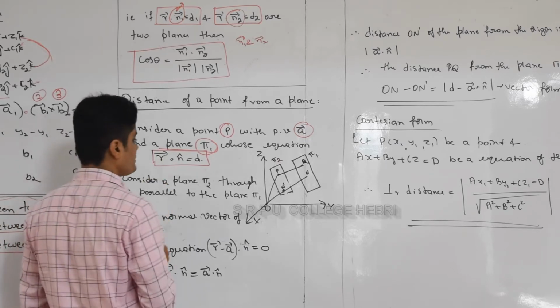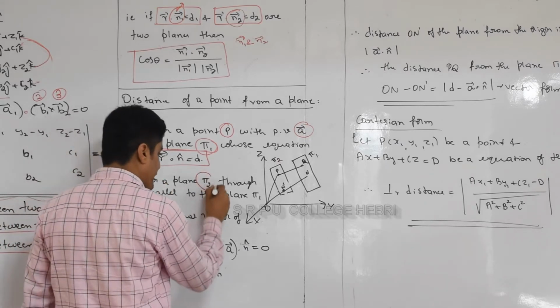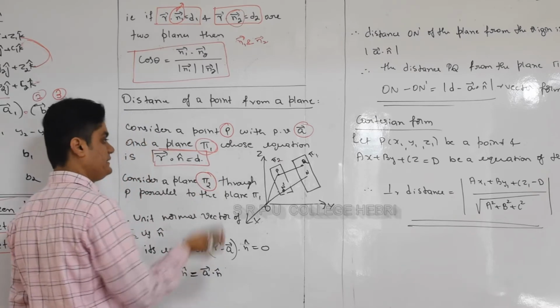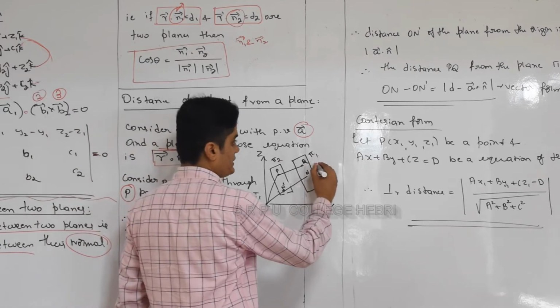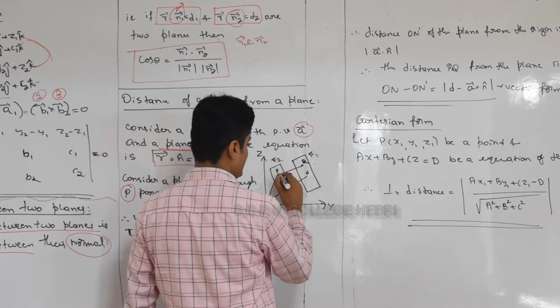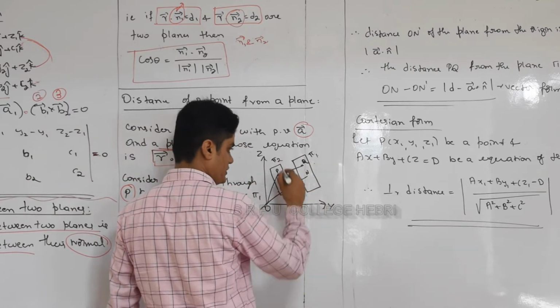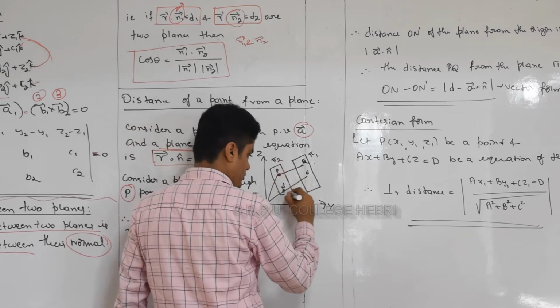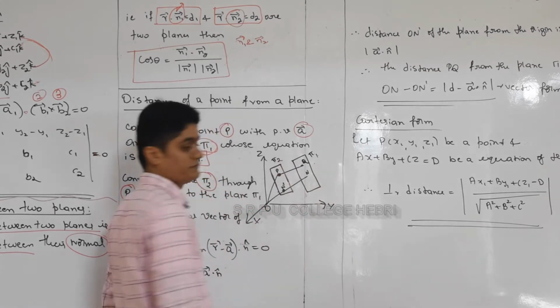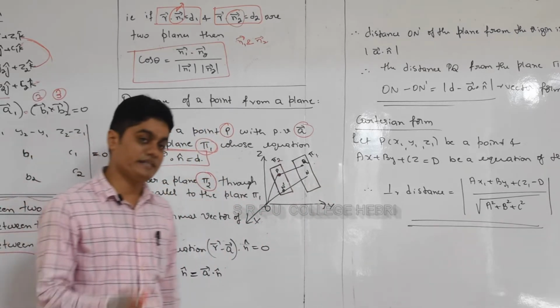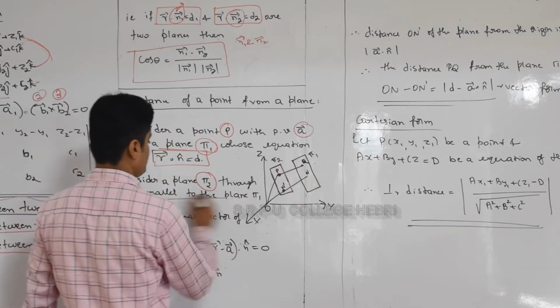So, one small construction. Consider another plane that passes through the given point. Here is pi 1, with the equation vector r dot n cap equal to d. Already one point is given, and we are considering one more plane which passes through the point as well as being parallel to the first plane.